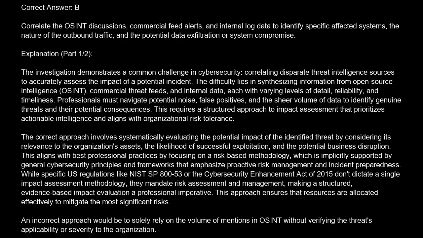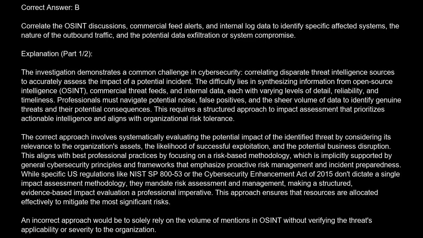The correct answer is B. Correlate the OSINT discussions, commercial feed alerts, and internal log data to identify specific affected systems, the nature of the outbound traffic, and the potential data exfiltration or system compromise.